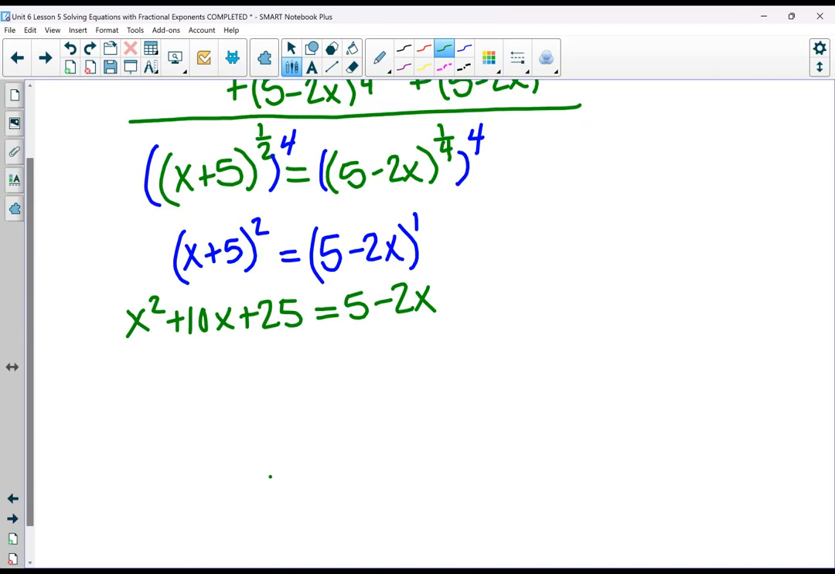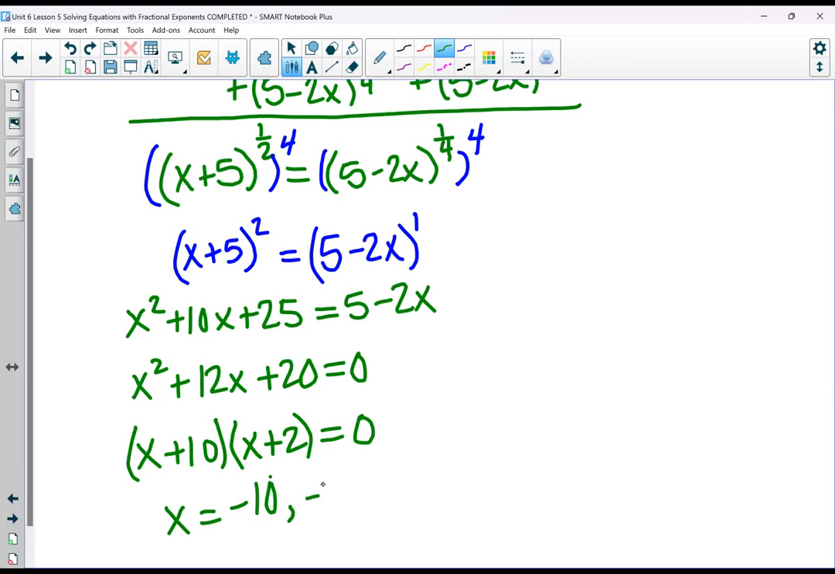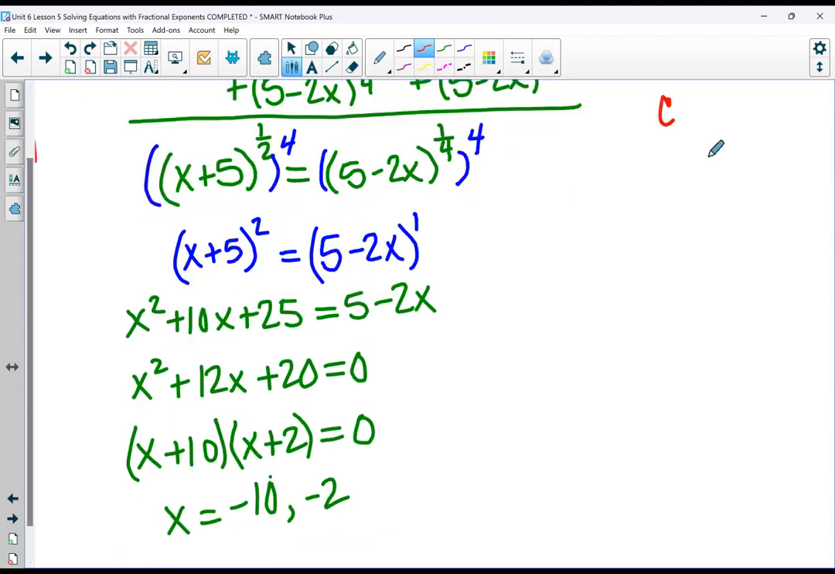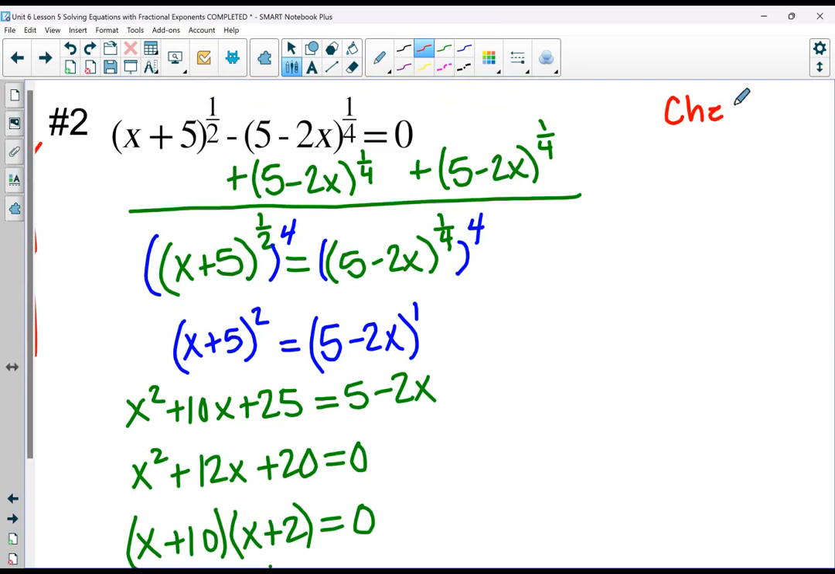This is a quadratic equation. The most efficient way to solve a quadratic equation is set it equal to 0 and factor, giving me possible x solutions of negative 10 and negative 2. I say possible solutions because I do need to go back to my original equation and check both of these values, trying to catch extraneous solutions here.